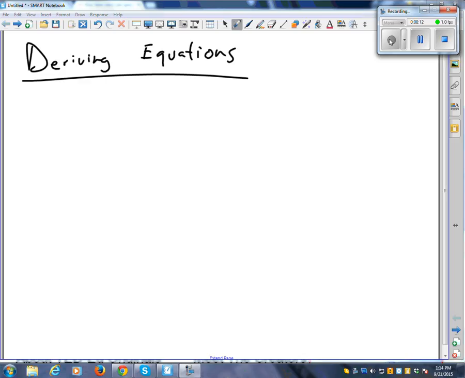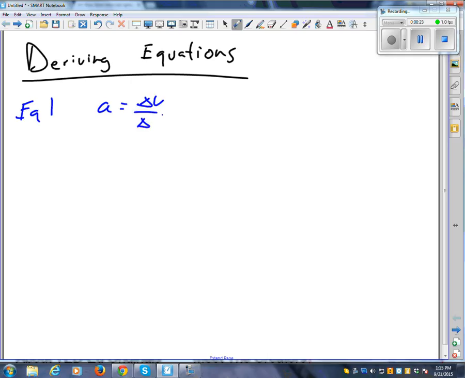I like to call the first equation equation 1. Great name. Are you familiar with a equals delta V over delta T? Sure. You should be, right? Acceleration is delta V over delta T. Now, we can rewrite that. What does delta V really represent?